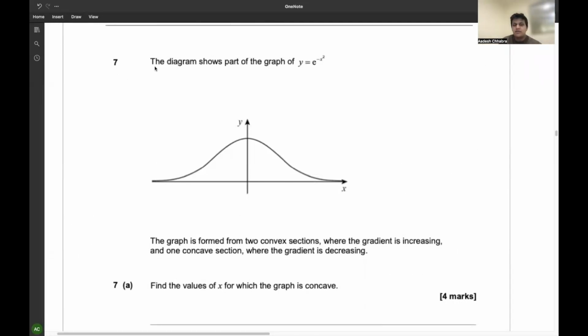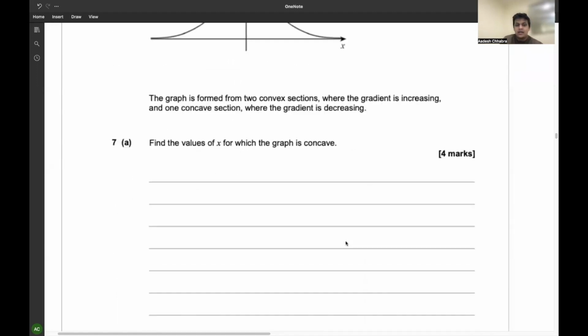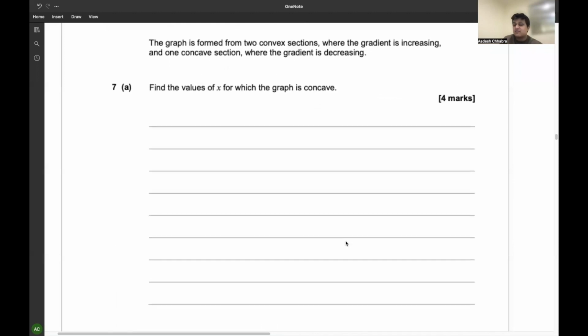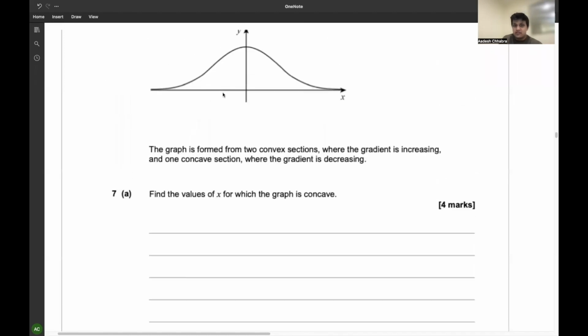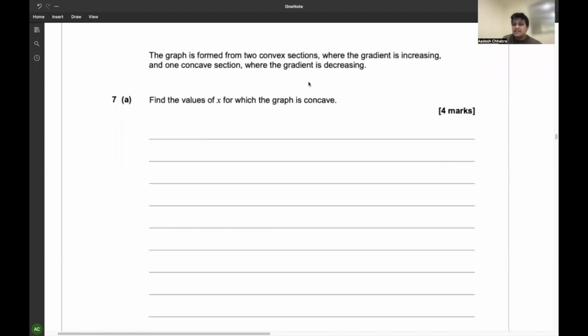So for question 7, we've been given a diagram which shows part of the graph y is equal to e to the power minus x squared. And the graph is formed from two convex sections where the gradient is increasing and one concave section where the gradient is decreasing. Now, in 7a, we've been asked to find the values for x for which the graph is concave. So, as the question says, concave is basically where the gradient is decreasing. And for that, essentially, we need to find the values for x for which the double derivative of this graph would be less than 0.